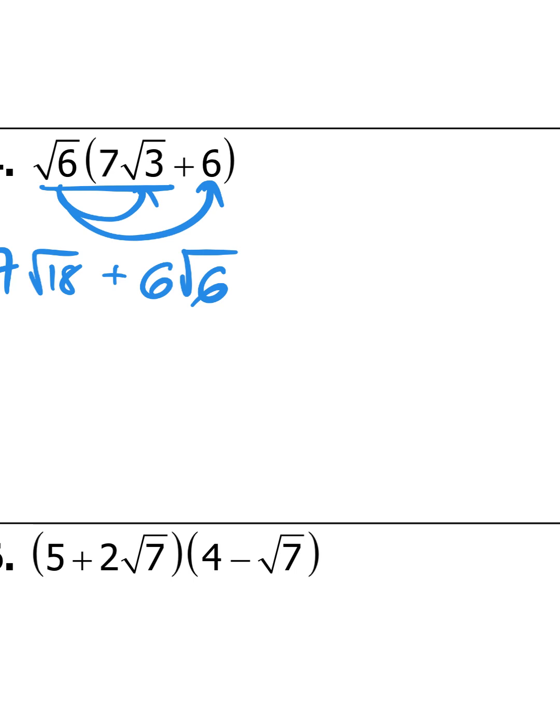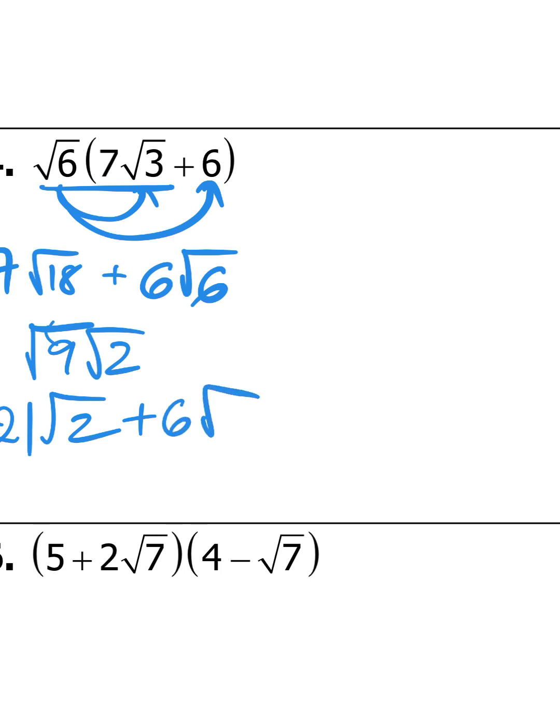For the 18 will be 9 times 2. Okay? The reason I choose 9 and 2 is I can do perfect square for square root of 9, which is 3. So 7 times 3 will be 21 square root 2, and then 6 plus square root 6. So that's my answer, because square root of 2 and square root of 6 is different, so I cannot combine my like terms.